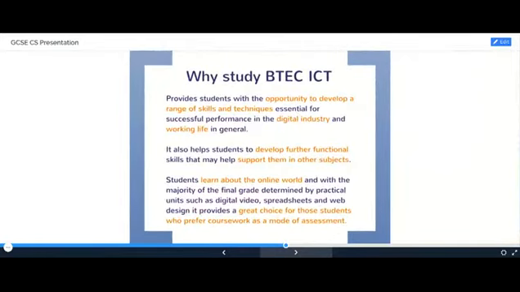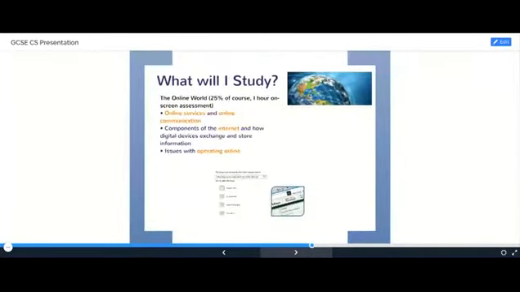Okay, so why study the BTEC ICT course? This provides you with the opportunity to develop a range of skills and techniques which are essential for successful performance in the digital industry and working life. You will learn about the online world, and the majority of the final grade is determined by practical units such as digital video, spreadsheets and web design that are ongoing throughout the course. So it's a great choice for students who prefer coursework as a mode of assessment.